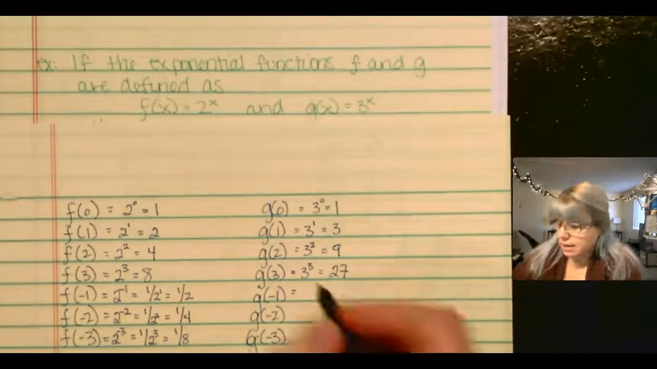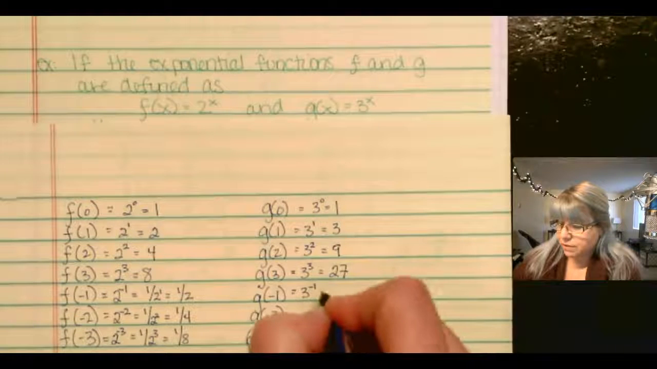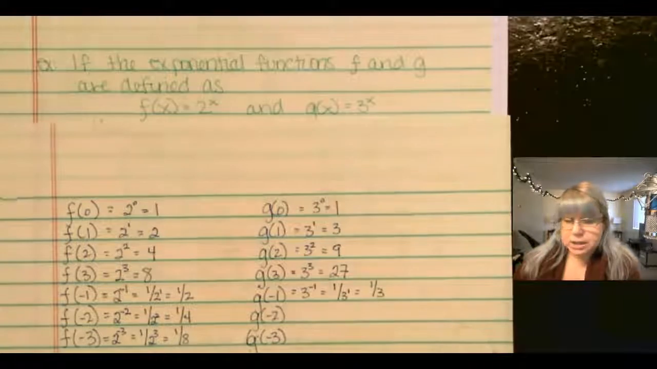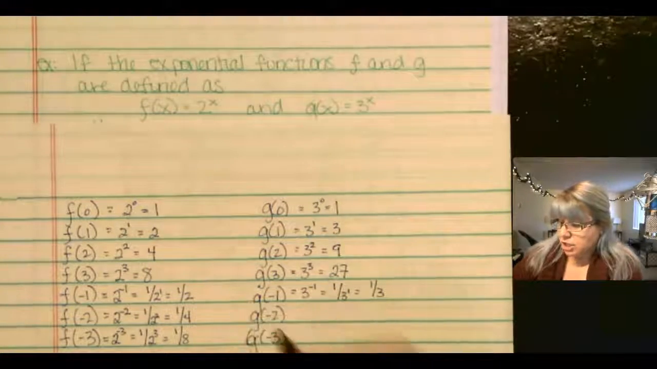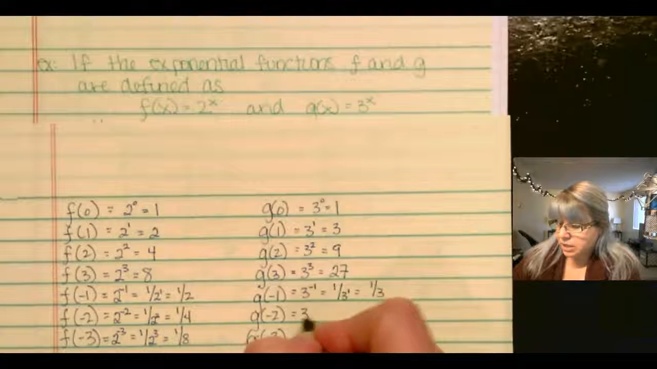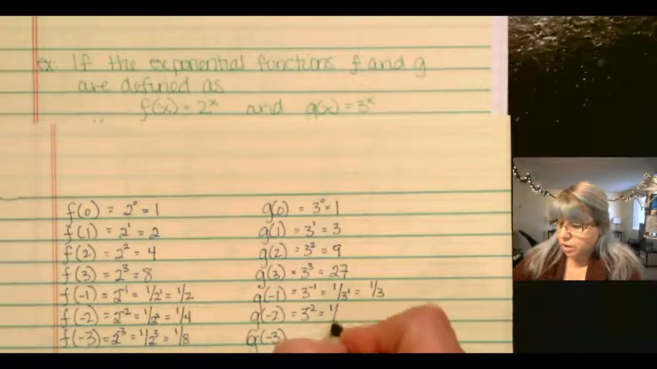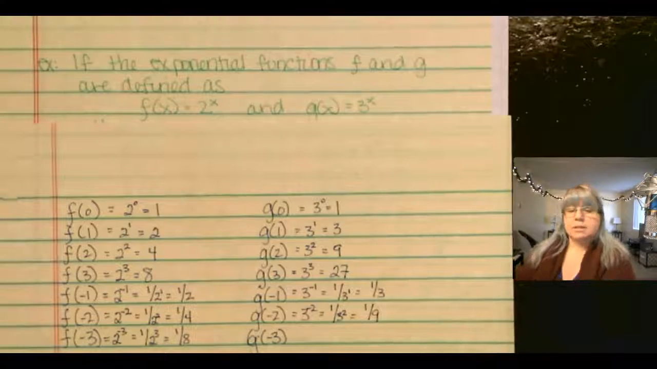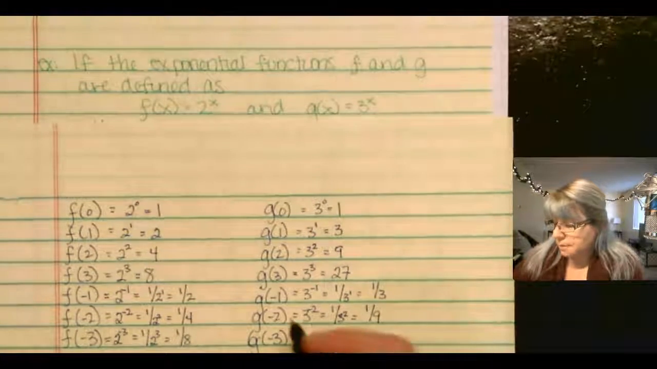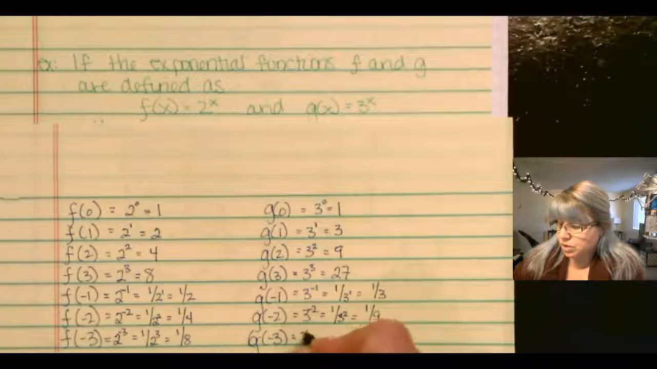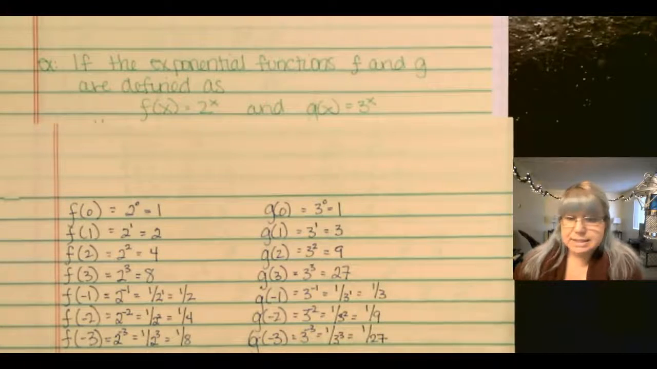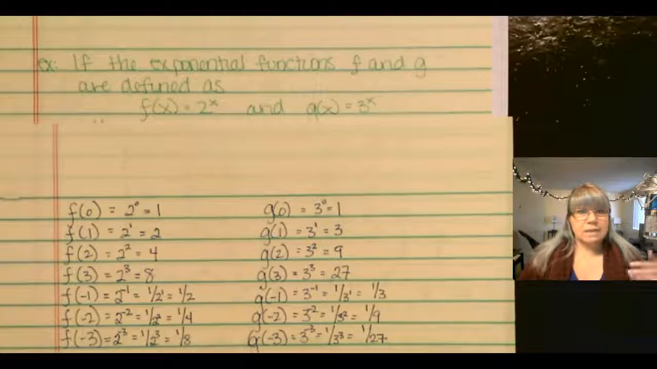G of negative 1 is going to be 3 to the negative first, which is 1 over 3 to the first, in other words, 1/3. G of negative 2 is 3 to the negative 2, 1 over 3 squared, 1/9. Okay, we need to simplify it as much as we can. And then finally, 3 to the negative 3 is going to be 1 over 3 cubed, or 1 over 27. That's how we're going to work exponential functions.